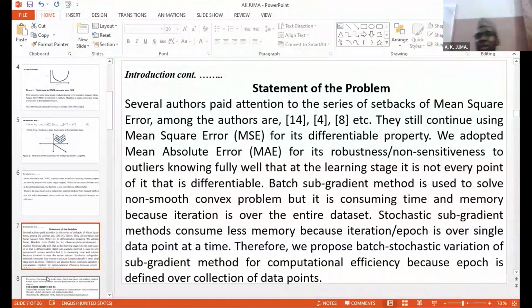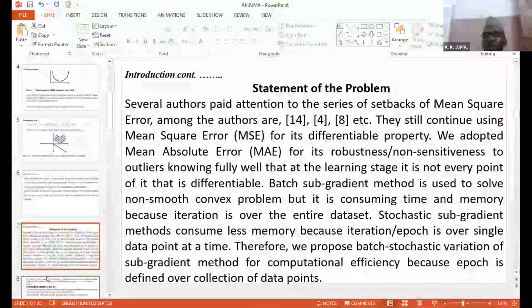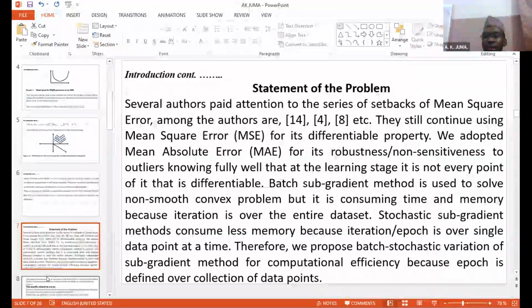So we said the batch sub-gradient method will give us stable parameters, but we have an issue of memory. While with stochastic we don't have an issue of memory, since it is considering one data point at a time, that makes it attract noise. So we said we want to take the good features of batch and the good features of stochastic, then apply them and see what they will give us.